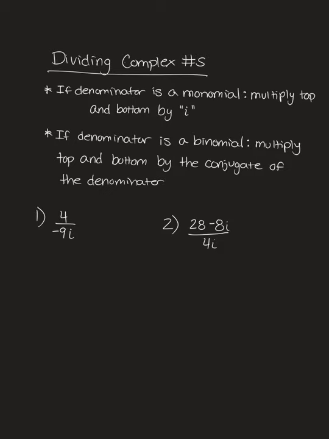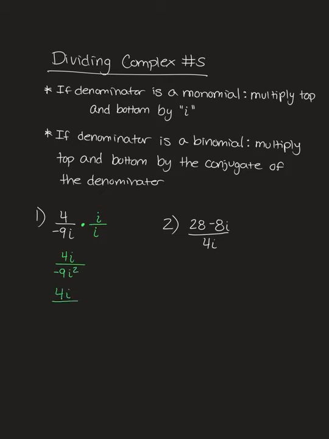If it's a binomial, which means it has two terms, you need to multiply the top and bottom by the conjugate of the denominator. Okay, so that'll be example 3 and 4. But let's look at this first example here. I have 4 over negative 9i. So to get rid of the i in the denominator, I am going to multiply the top and bottom by i. So this will give me 4i over negative 9i squared.